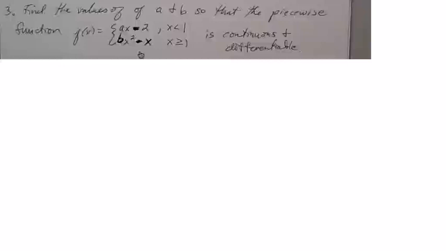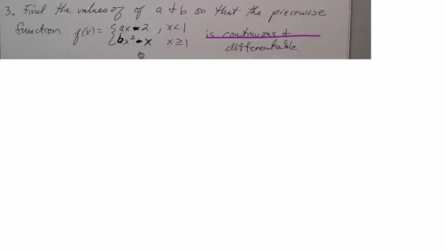Alright, Unit 4 Study Guide, problem number 3. We want to find a and b such that this function is continuous and differentiable. So in order to do this, we need to get two equations because we have two unknowns. So let's look at the first part of this, making this function continuous.